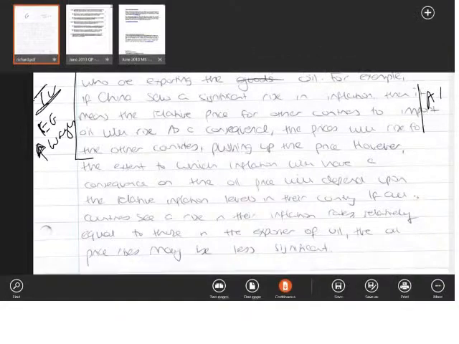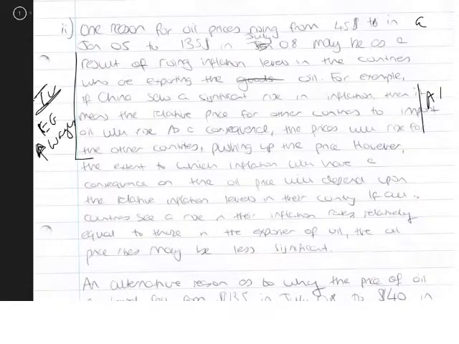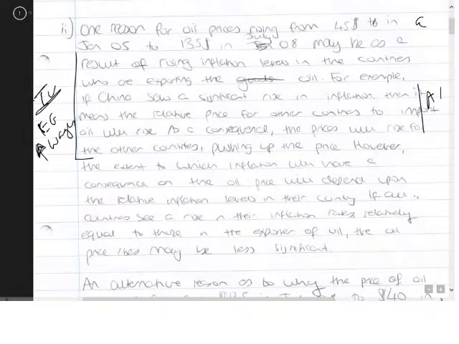If we look back at the question, it's only an explain question, so we don't need an evaluation point. So this part here, the extent to which, isn't needed.